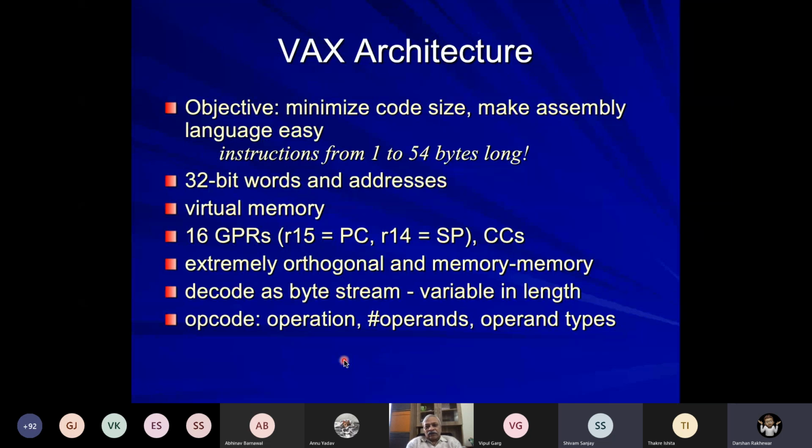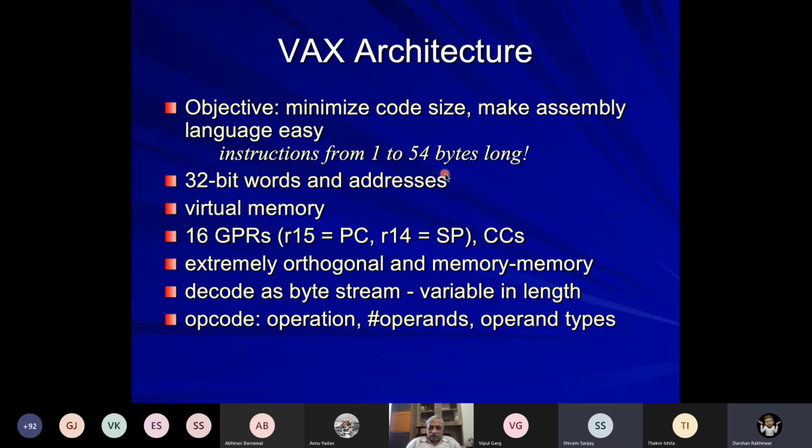All right, let's look at example of some CISC architecture. So we'll look at example of VAX and x86. As we've been saying, the objective in these architectures has been to minimize the code size and make assembly programs look shorter and compact. But the instructions could vary in size from 1 byte to 54 bytes. Okay, so you can see the extreme. In the RISC machines, all instructions are uniformly 4 bytes. Here they could be 1 byte to 54 bytes.